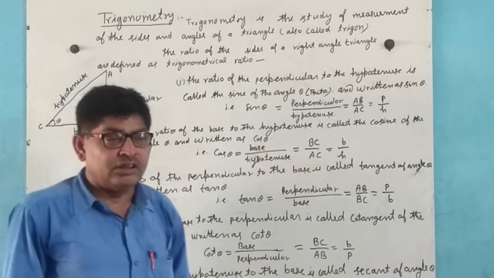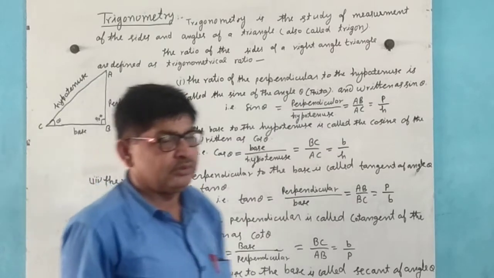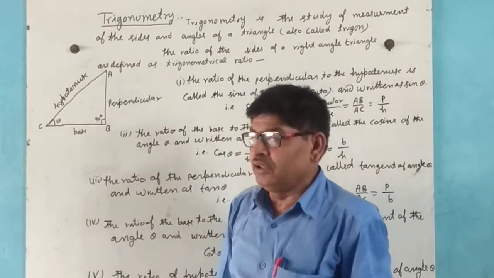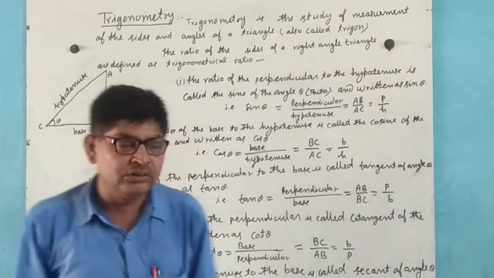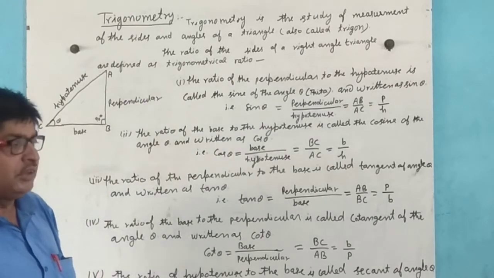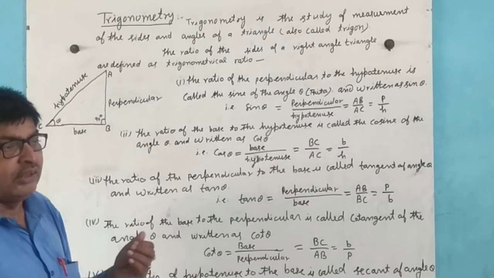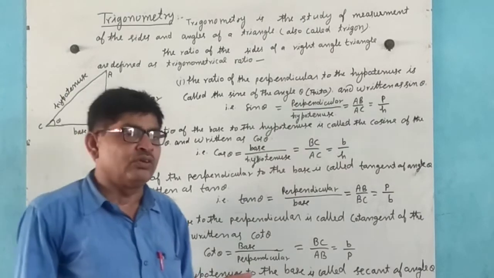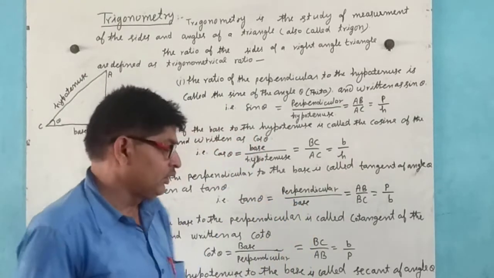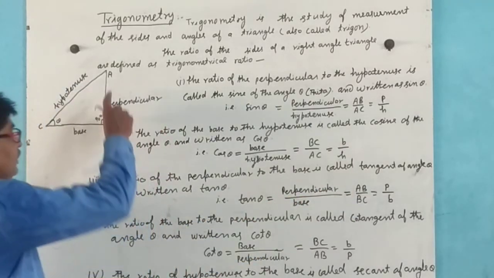And the ratio of perpendicular to the base is known as tangent of the angle theta, and that is written as tan theta equal to perpendicular divided by base, AB by BC.